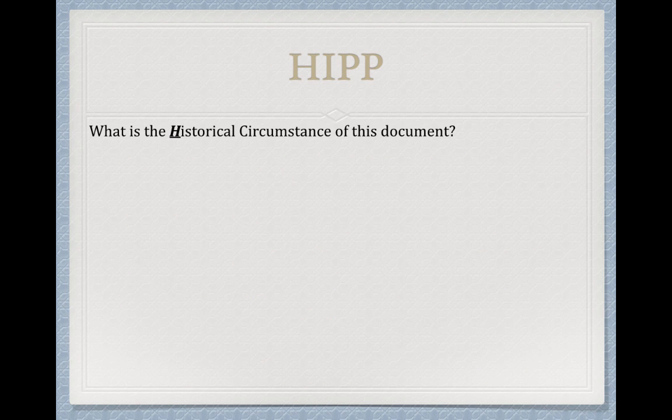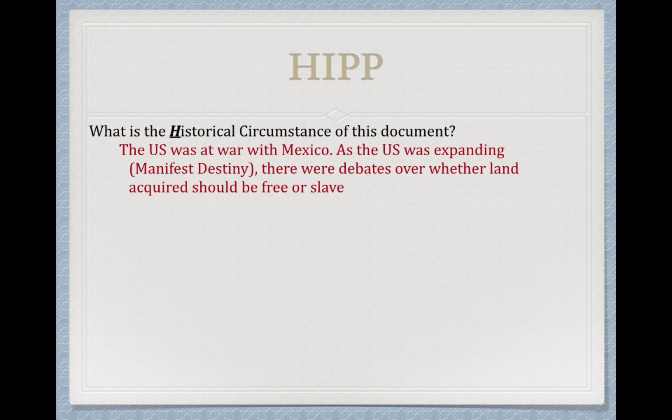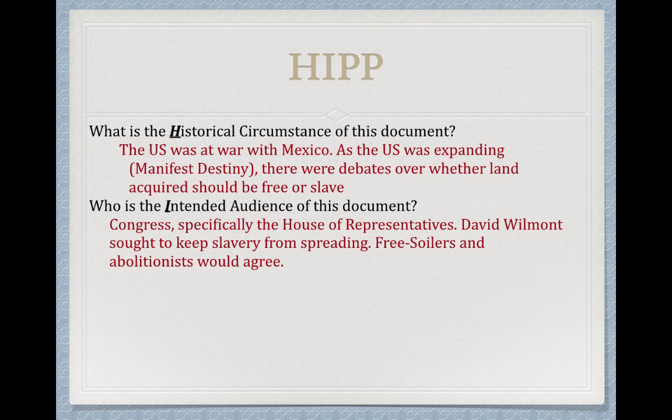All right, let's finish up with some HIP analysis. The historical circumstance of this document is the U.S. was at war with Mexico, and as the U.S. was expanding, that idea of manifest destiny, which really describes antebellum America, there were debates over whether the land that is acquired should be free or slave. Obviously, David Wilmot believed it should be free. The intended audience is Congress, specifically the House of Representatives, because that's where David Wilmot will introduce this bill. He wanted to keep slavery from spreading, and free soilers and abolitionists would agree.